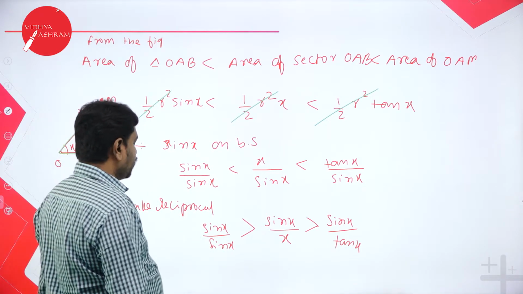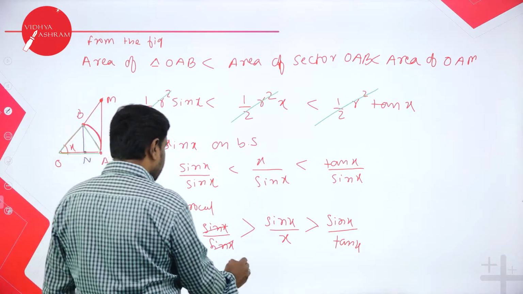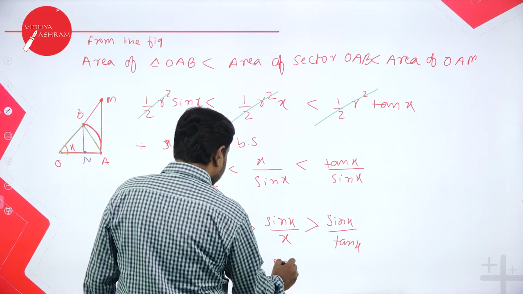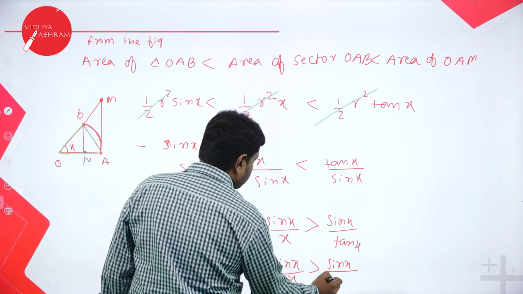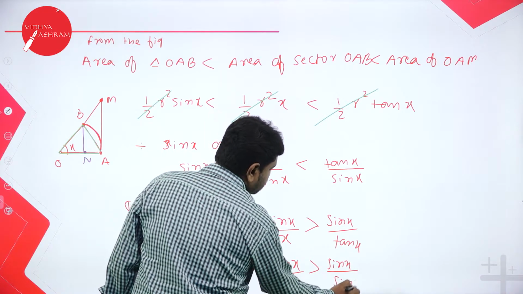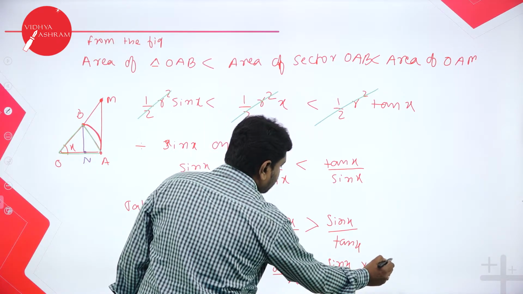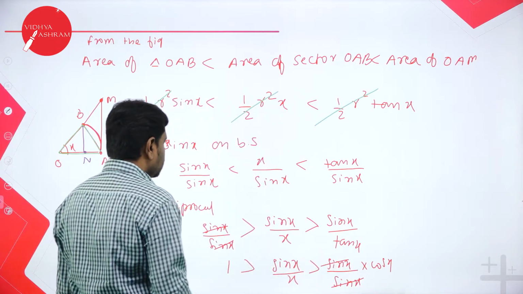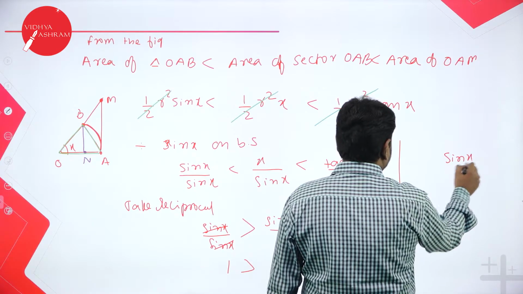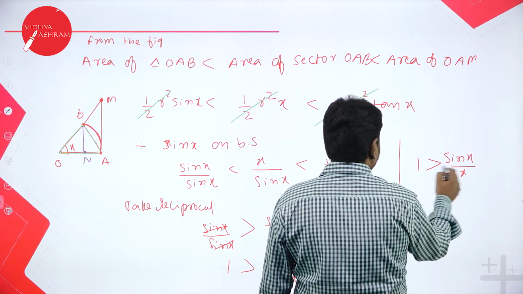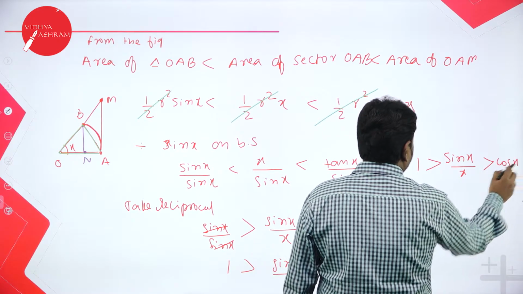So now coming to the point, this cancels and it will be 1 greater than sin x by x greater than sin x by tan x. What does tan mean in mathematics? Tan means sin by cos, so sin x into cos x by sin x in the denominator, sin cancels. So you are left with sin x by x lies between 1 and cos x.